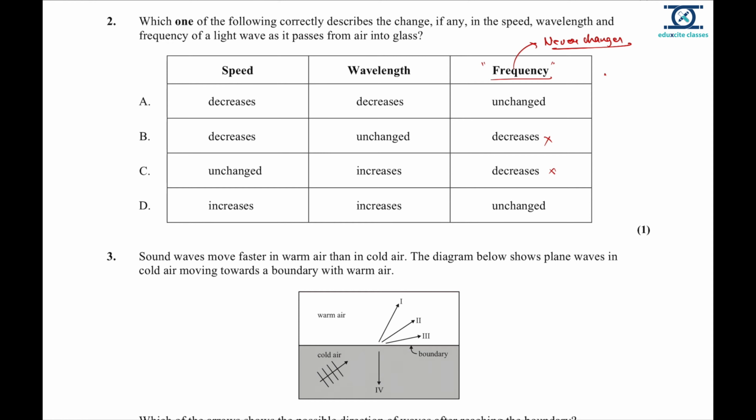Now we know the equation of wave is v equals f times lambda. Lambda is your wavelength. So if frequency is constant, the ratio of v by lambda has to be equal. Now the light is passing from air to glass. Air is your rarer and glass is your denser. When a light is traveling from rarer to denser, we know that the speed of the light decreases. The wavelength will also decrease in the same manner. So this will decrease, this will also decrease, option A. This point is very important to understand, that the frequency will never change.